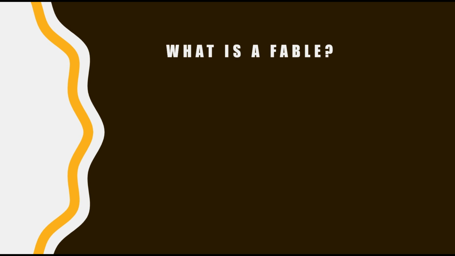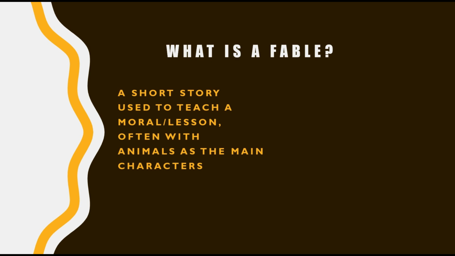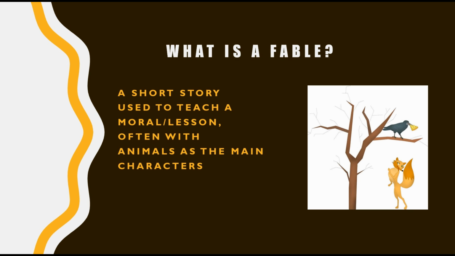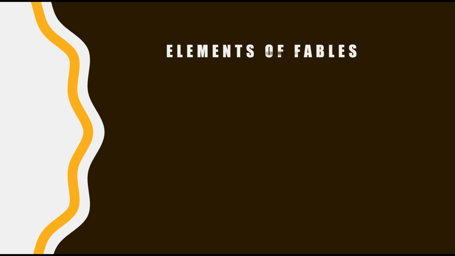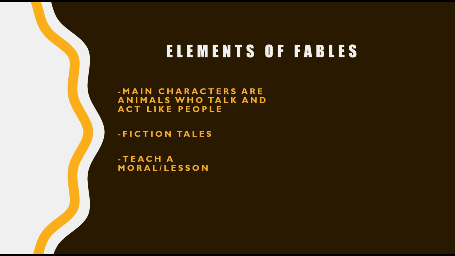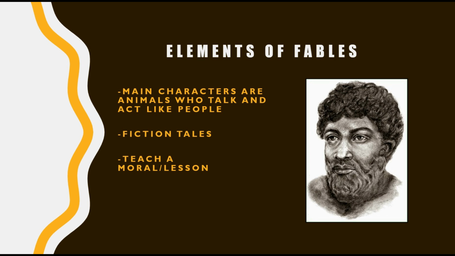What is a fable? A fable is a short story used to teach a moral or lesson, often with animals as the main characters. Elements of fables. The main characters are animals, and fables are fiction tales. They always teach a moral or a lesson. One of the most popular fabulists was Aesop.